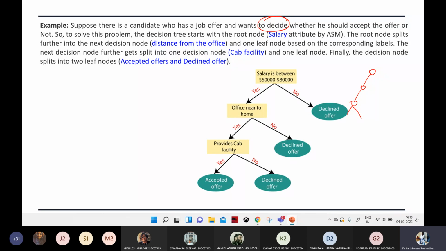So now you can see salary is between, suppose, 50,000 to 80,000. If yes, then you can check whether the office is near to my home. Suppose if yes, then you can check whether the cab facility is available. If yes, then you can accept the offer. If suppose no, decline the offer. If the office is not nearer to home, then decline the offer. If salary is not between 50 to 80, then you decline the offer. So these are all your no cases, and these are all your yes cases. So this is how this decision tree is created.